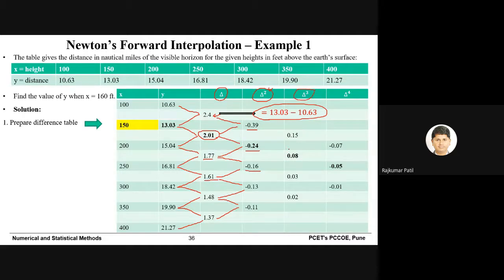In del cube, again same process, minus 0.24 minus 0.39, answer is 0.15. Similarly, take the difference between minus 0.16 and minus 0.24, you will get 0.08, and you can also estimate the remaining values as well. So you can see how we calculate the values and prepare the table.